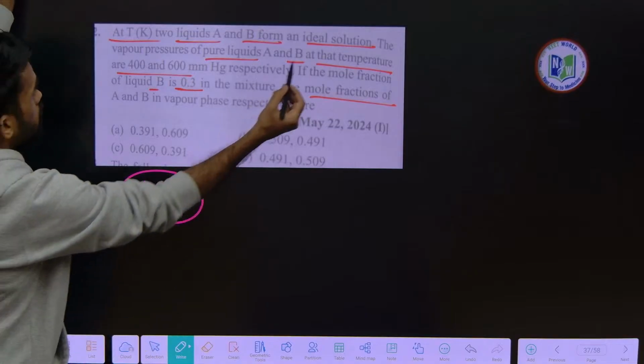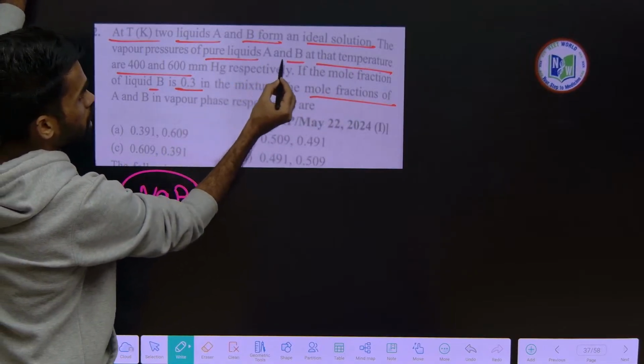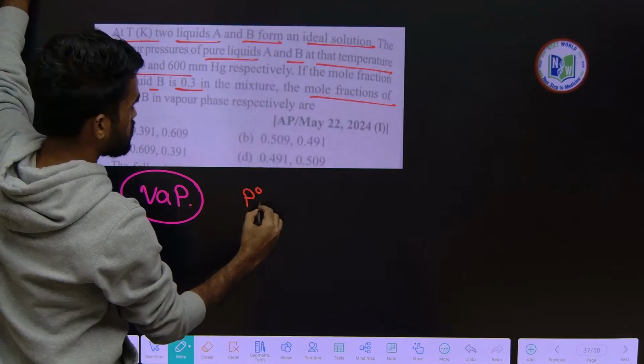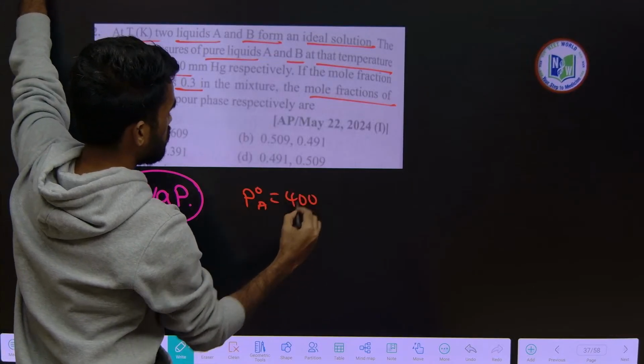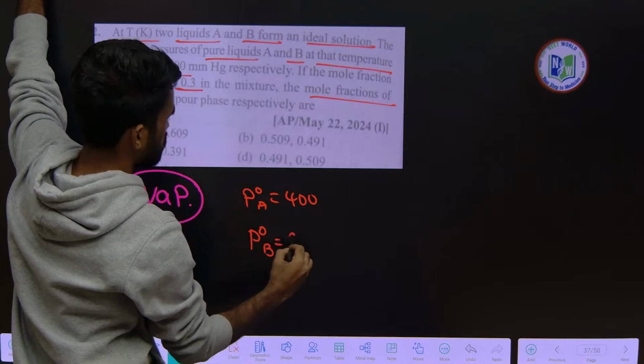So look, the vapor pressures of pure liquids A and B are given. P0A is mentioned as 400 and P0B is mentioned as 600.